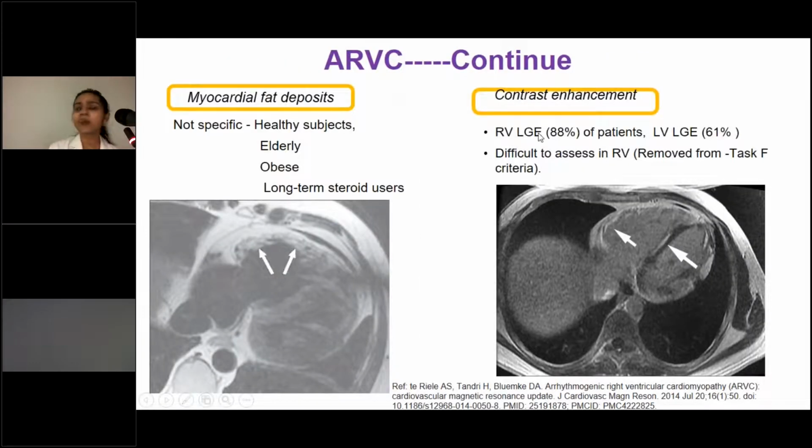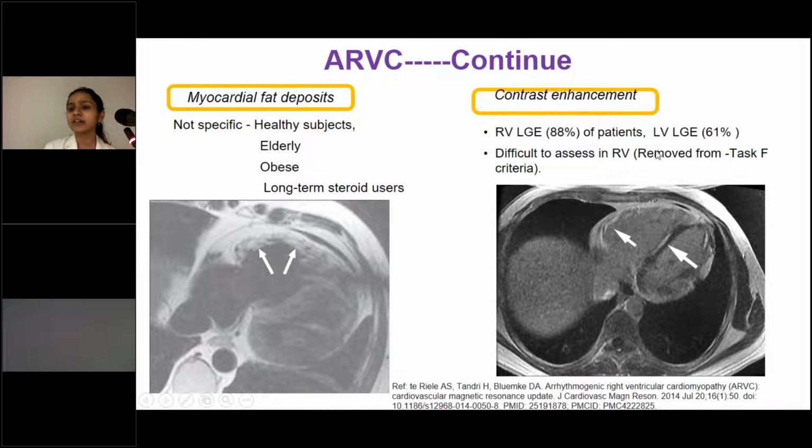Now, there are two other features that are often seen in these patients but have not been included in the task force criteria. For example, this is a T1 sequence, and we can see that the fat, this is the subcutaneous fat, appears bright on these sequences. Similarly, these bright areas within the myocardium represent fat infiltration. Earlier, this was considered to be a very specific sign for diagnosis of ARVC. However, it has been found to be very non-specific and can be seen in a number of healthy subjects as well as in elderly patients.